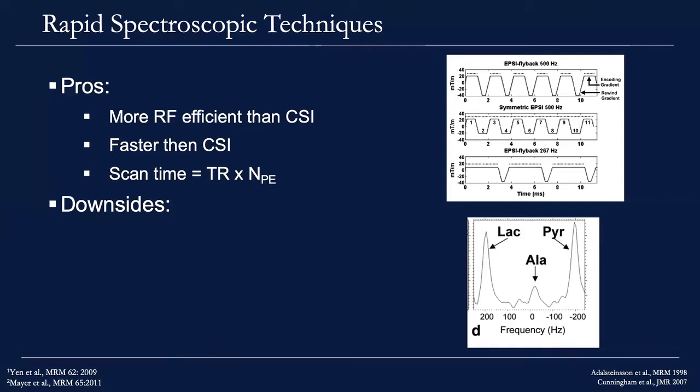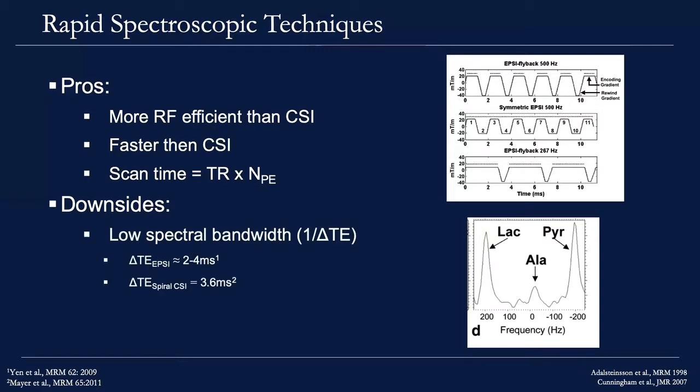Right. Kind of by how fast we can do either our multi-echo readout, or how close we can put our interleaves together in time. So what that results in is it gives you a much lower, typically, spectral bandwidth. Oftentimes you're dealing with echo spacings on the order of 2 to 4 milliseconds, which gives you a spectral bandwidth of anywhere from 500 to 250 hertz, right?